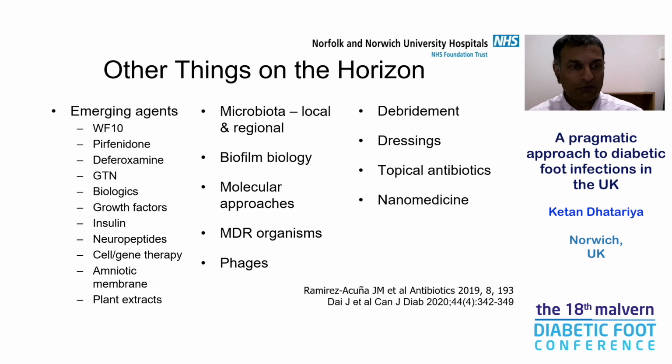I'm not going to go through many of them, but desferrioxamine as an iron chelating agent to deprive bugs of iron, GTN as a way of expanding and vasodilating, various biologics, usually they're associated with an increased risk of infection because they affect the monoclonal antibodies for many of them, but actually there are others that are potentially beneficial. The neuropeptides for the same reason. Dried amniotic membranes as a way of applying to the wound. So again, they can be very useful.